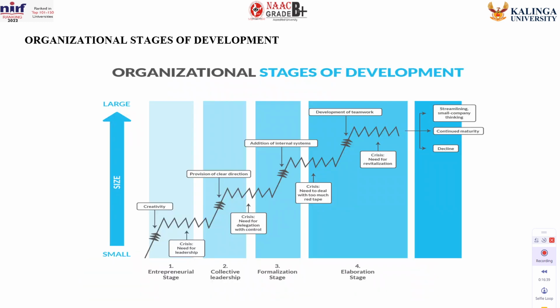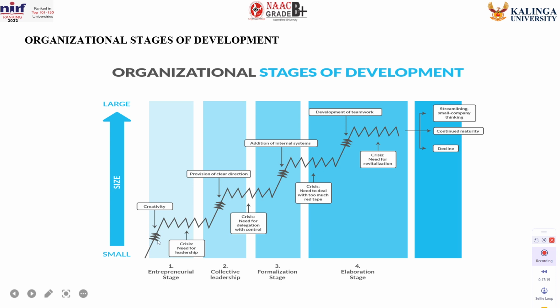Then we have organizational stages of development. There are various levels at which an organization develops itself, and that's what we are going to study. There are four stages: entrepreneurial stage, collective leadership stage, then formalization stage, and elaboration stage. Here there's just one person handling everything. There's an entrepreneur, he's a risk taker, he's everything. Then there's collective leadership: he gets some leaders working for him. Then there will be formalization, the stage where internal structures will be systematized and made more formal, and then we have the elaboration stage.